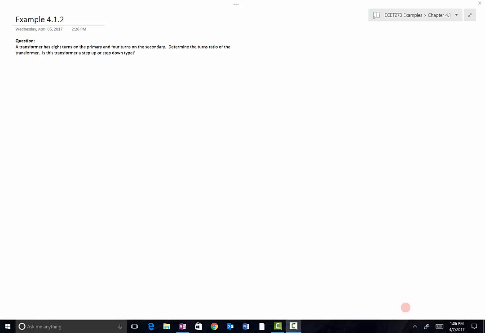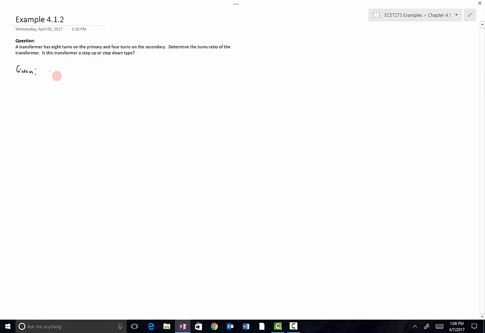Example 4.1.2: a transformer has 8 turns on the primary and 4 turns on the secondary. Determine the turns ratio of the transformer, and is this transformer a step up or step down type? So the givens in this problem are that we know the number of turns on the primary and the number of turns on the secondary.